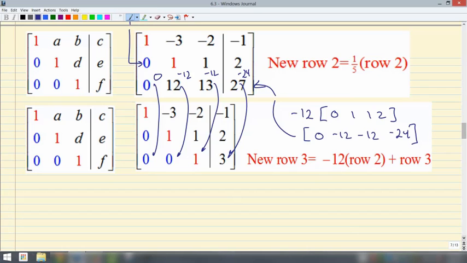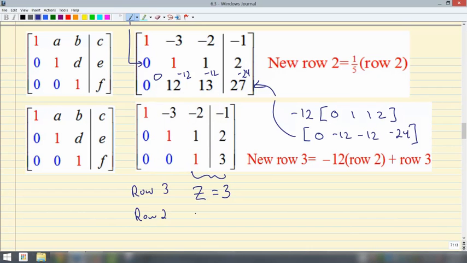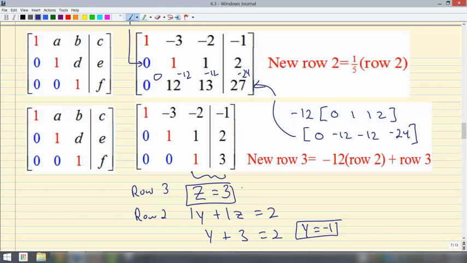So now we have our matrix with a diagonal of 1s, and we have 0, 0, 0, z equals 3. So this is from row 3. Row 2 says 1y plus 1z equals 2, or in other words, y plus 3 equals 2. Y equals negative 1. So we've got z equals 3, y equals negative 1.